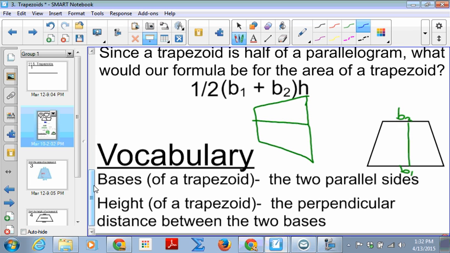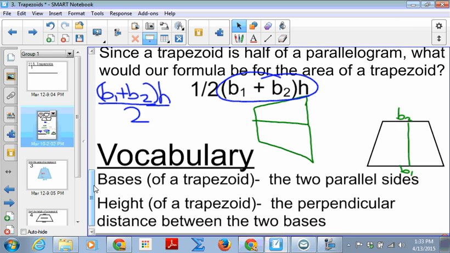Going back to the formula for a second, another way to write this, we could write this as the sum of the bases times the height divided by 2. 1/2 times all of this is the same as dividing that by 2. So whatever is easier for you to do, you can do it. So that's how we build the formula. That may have been a little bit confusing because it went a little fast. Go back and look at it though. It kind of does make sense if you think of a trapezoid as half of a parallelogram.